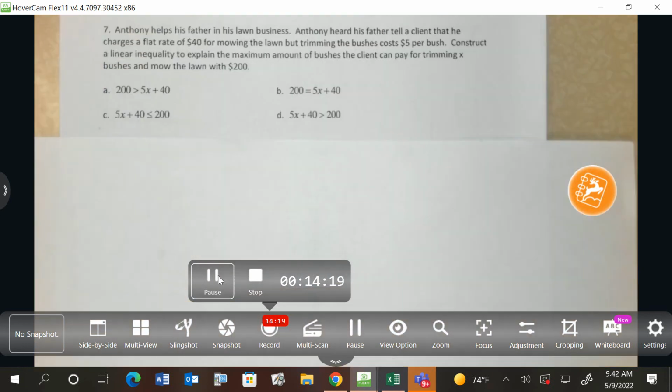Okay, in number 7 here, we have a word problem, and it says for us that Anthony helps his father in a lawn business, and he heard his father tell a client that he charges a flat rate of $40 mowing the lawn, but trimming bushes costs $5 per bush. Construct a linear inequality to explain the maximum number of bushes that can be paid for and to mow the lawn with $200. So you can't go over $200.